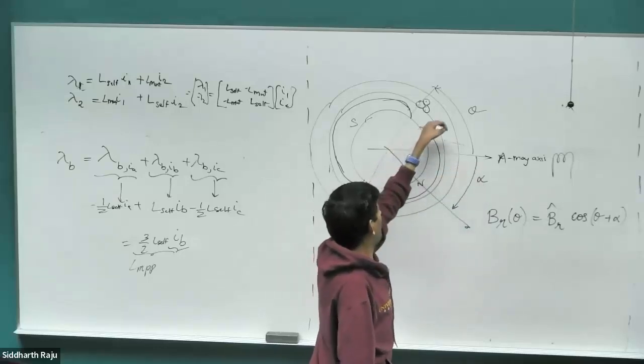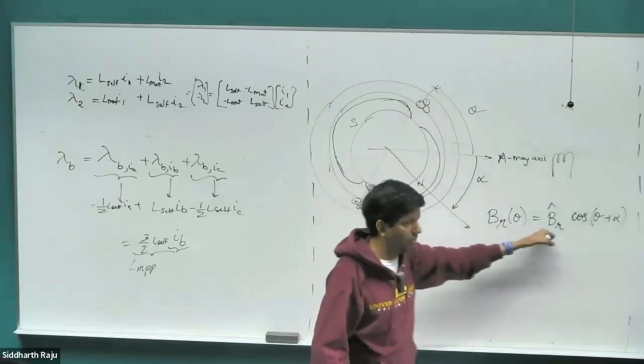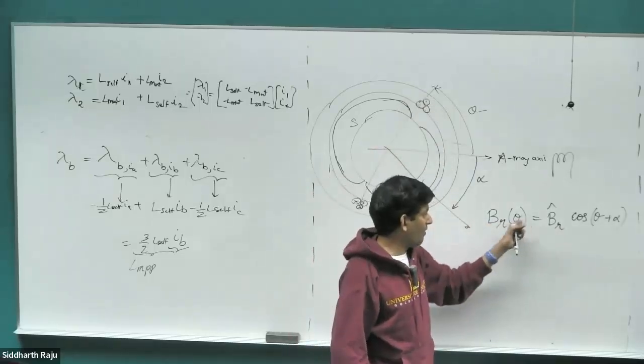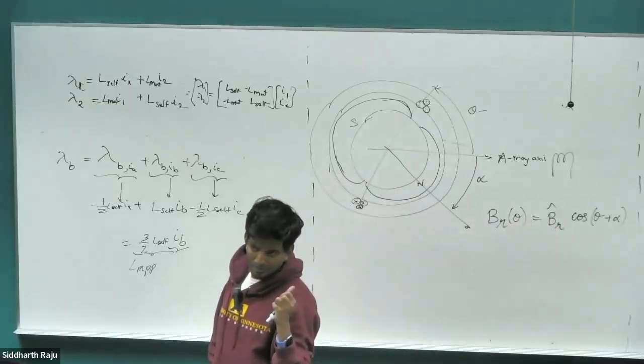Where will it be maximum? When theta is equal to negative alpha, right? If this vector was lying along this direction, this is where the magnetic field due to the rotor magnet is going to be maximum. But we are varying the magnetic field due to the rotor magnet sinusoidally as well. How do we do that?